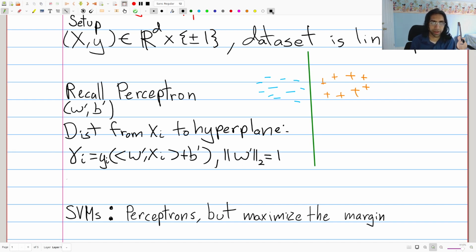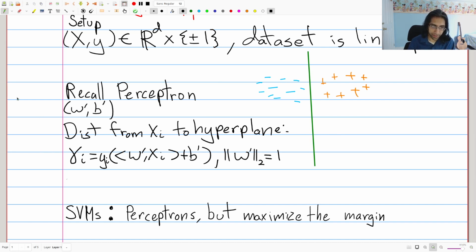Let me try to draw it for you. For example, the gamma for this point in particular would be this magnitude. Basically the distance from this point to this plane is just going to be this magnitude right here. So that is the distance between a point and the hyperplane.